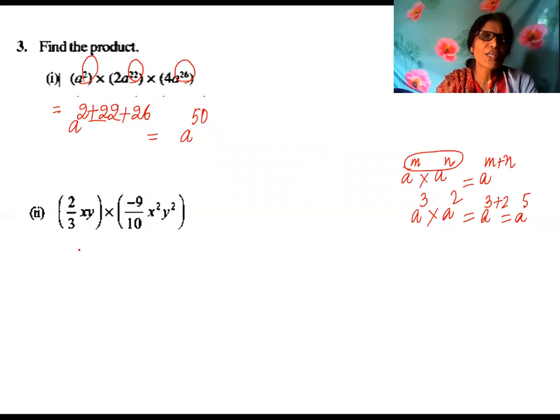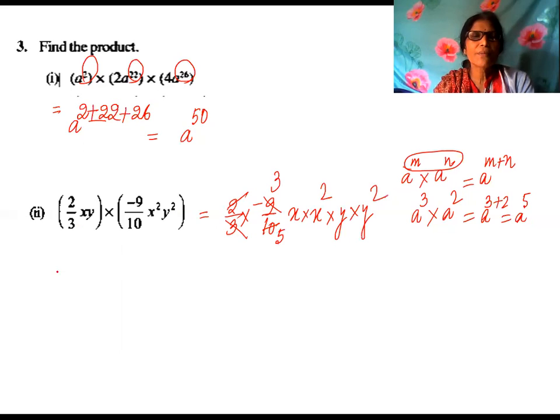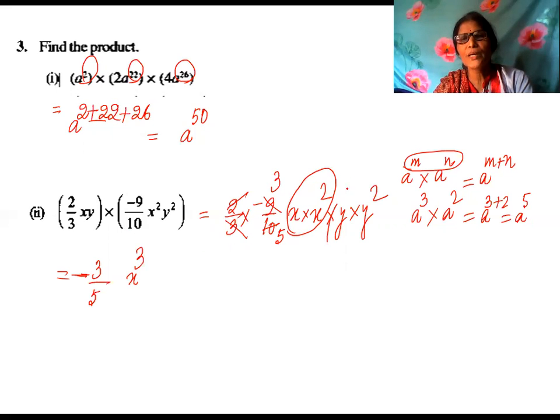Now let us come to the second part. First you will multiply the numbers, 2 by 3 into minus 9 by 10. Then you will multiply all the x together. Then you will multiply all the y together. So simplify the numbers: 3 times, 2 times, 5 times. So you are getting minus 3 upon 5. There is a negative sign because there is one minus. Then you combine these two. This gives you x cube. You must have understood by now. This will give you y cube. So this is the answer.